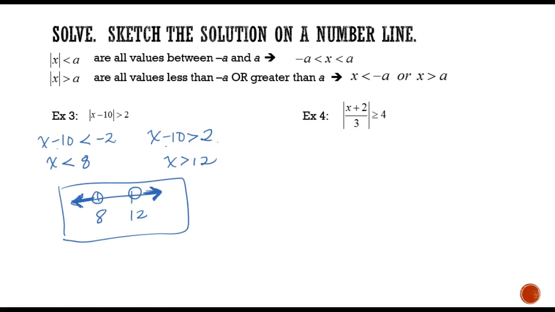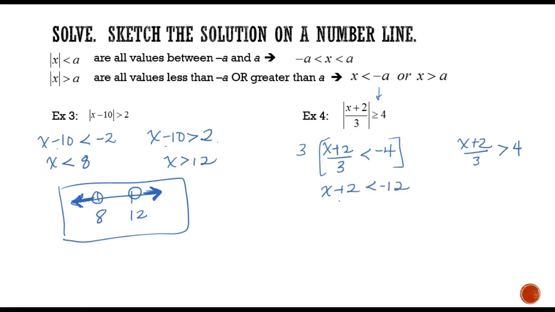All right, trucking along. Look at this one. Here's another greater than. Okay, so we take our inequality, pick out what's in the absolute value, and we're going to make it less than the negative. Rewrite it over here and make it greater than the positive. Okay, get rid of the fraction by multiplying through by 3. So I'm going to have x plus 2 is less than negative 12. Subtract 12. x is less than negative 14. Same thing here. I'm going to multiply through by 3. So I'll have x plus 2 is greater than 12. Subtract 12. And I have x is greater than 10.